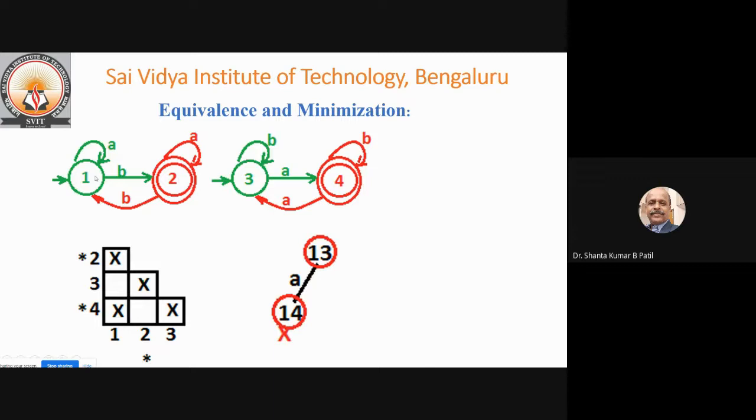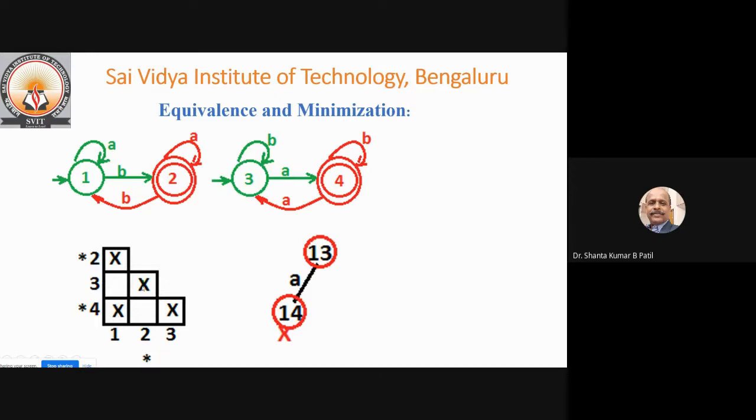You can see in the finite automata, 2 and 1. 1 is a non final state, and 2 is a final state. Hence, they are different, so cross mark. Like that, you can find 3 and 1. Both are initial states, hence we cannot mark a cross. Even 4 and 1, they are different. Hence, we are marking a cross mark.